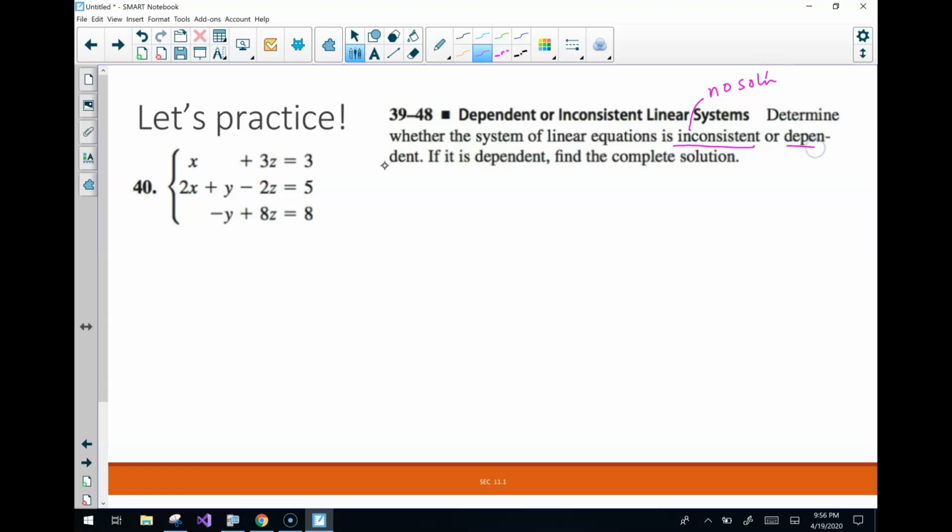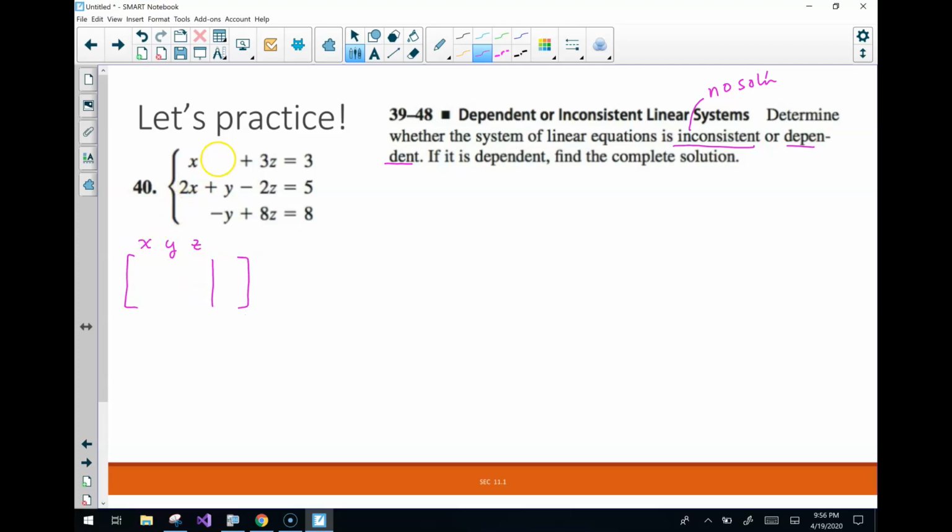Dependent means that when we are looking at graphing, they were the same equation, one on top of another. That would be dependent. If dependent, find the complete solution. Okay, so let's figure out what they want. We start out with our augmented matrix. We're going to write down coefficients of x, y, and z, and the other side of the equal sign.